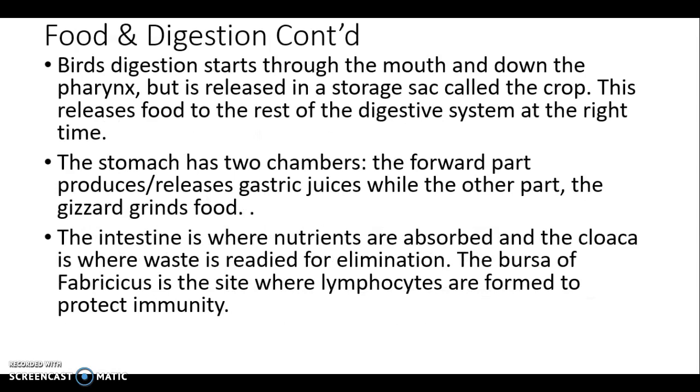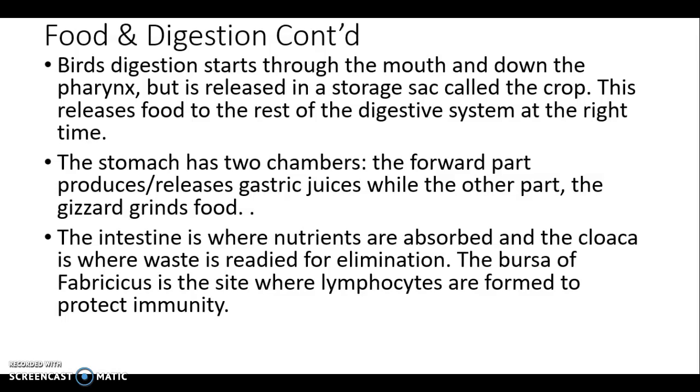Birds' digestion starts through the mouth, then down the pharynx, but is released to a storage sac called the crop. This crop releases food to the rest of the digestive system at the right time. So we have sphincters that go between our large intestine and so forth that open up and give us the nutrients when we need. The stomach, and that's what the crop does.